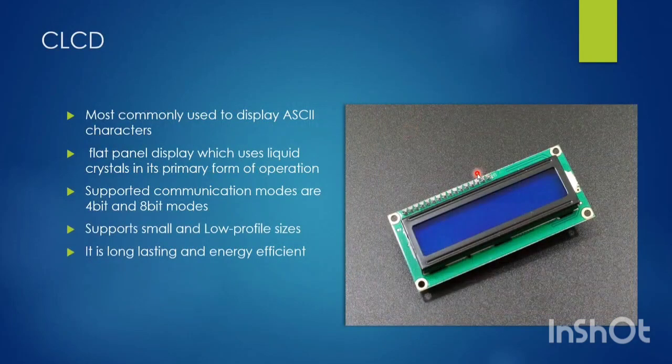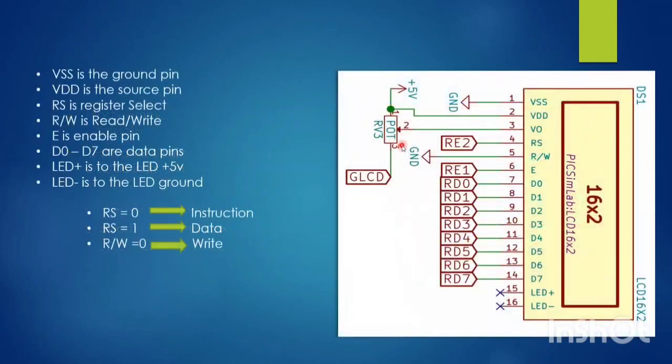Next, about the CLCD display. Here we are using a 16 by 4 CLCD display, and it's used for displaying ASCII characters. It supports both 8-bit and 4-bit modes. In this project we are going with the 4-bit mode, as we had to implement the matrix keypad also. And this is the pinout of how to connect the CLCD display with the PixSimLab.